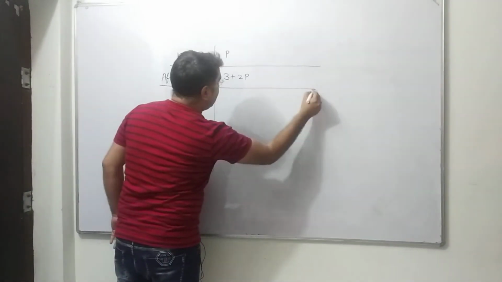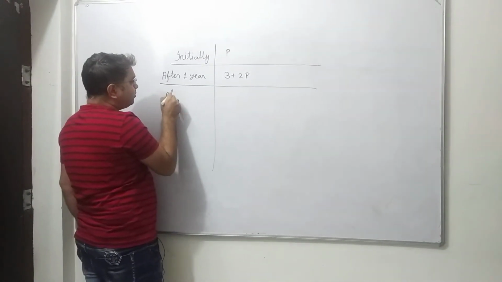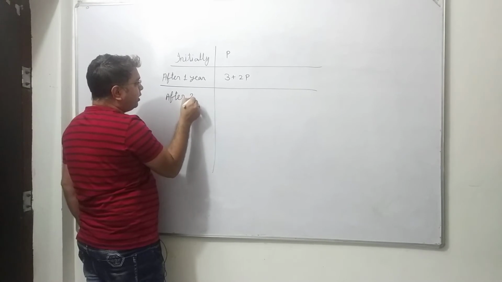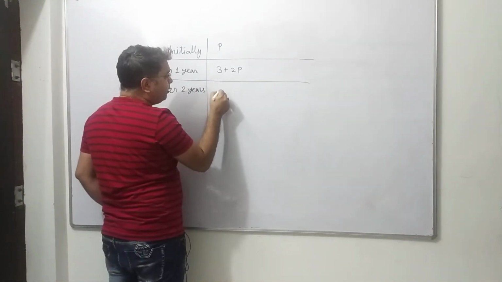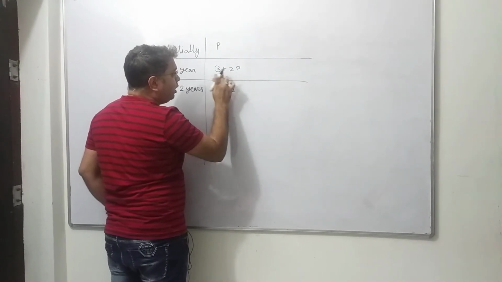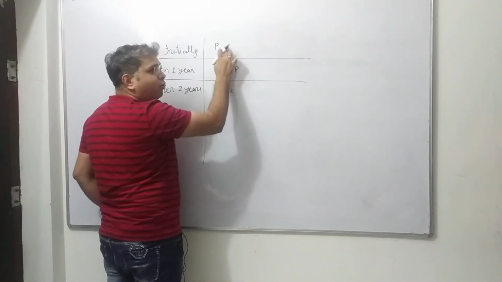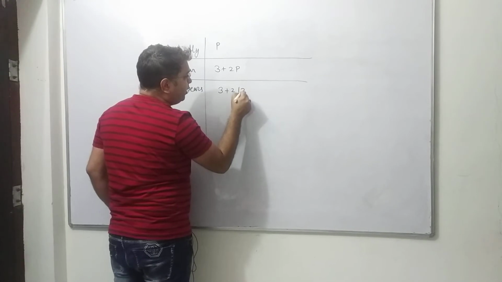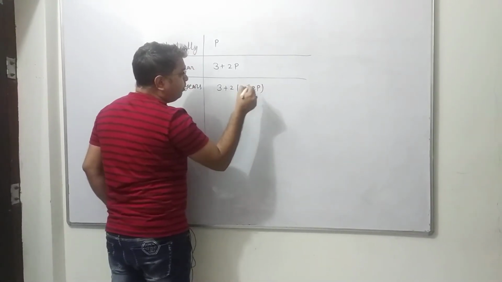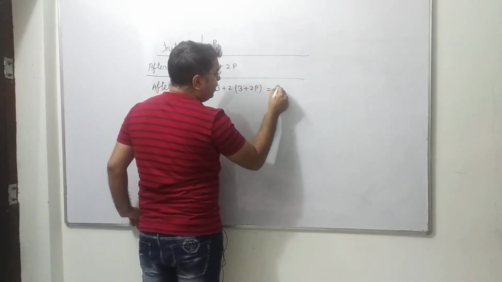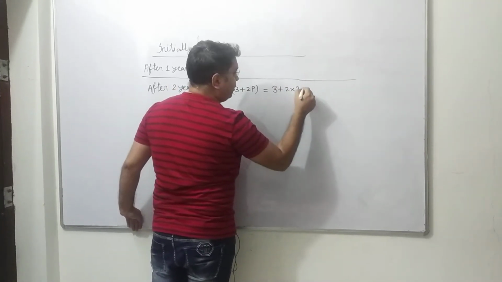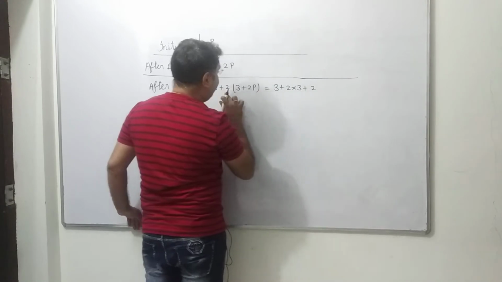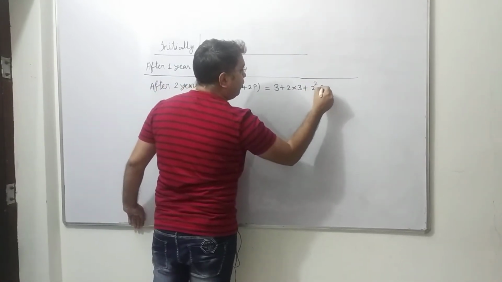Now what will be the population after 2 years? It will be 3 plus 2 times the current population. Now the population is 3 plus 2P, not P. So we will substitute 3 plus 2P here and solve it: 3 plus 2 into 3, plus 2 into 2, that is 2 square into P.